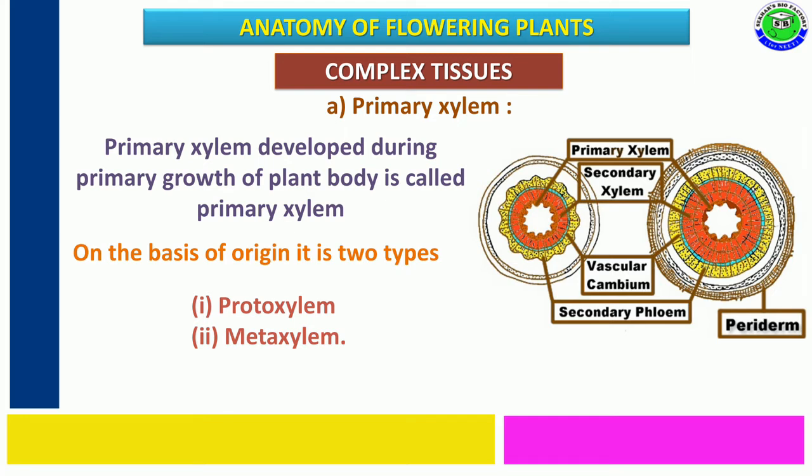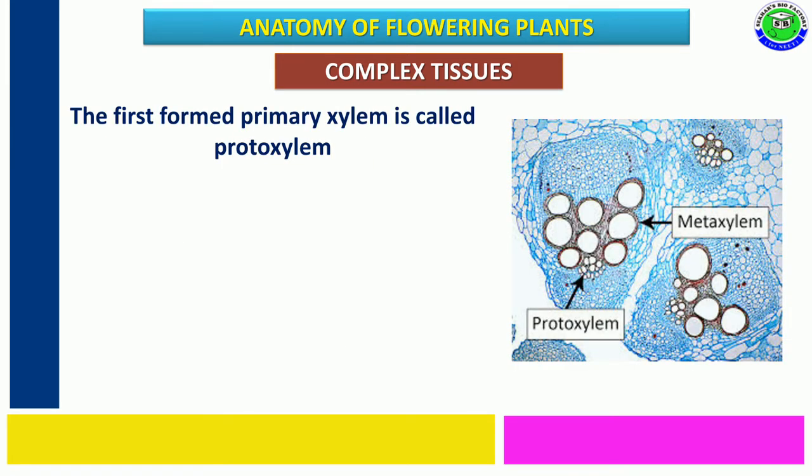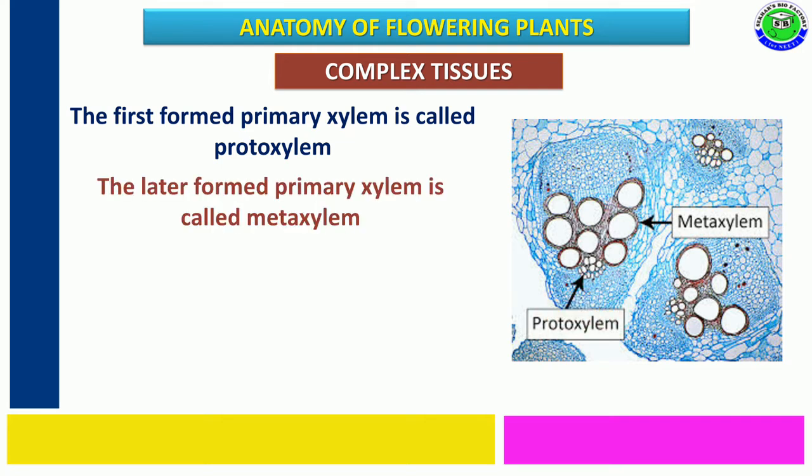The first one is protoxylem and the second one is metaxylem. Both protoxylem and metaxylem are referred to as primary xylem. The first formed xylem during growth and development is called protoxylem. But later, some amount of primary xylem formed from primary meristem is called metaxylem.